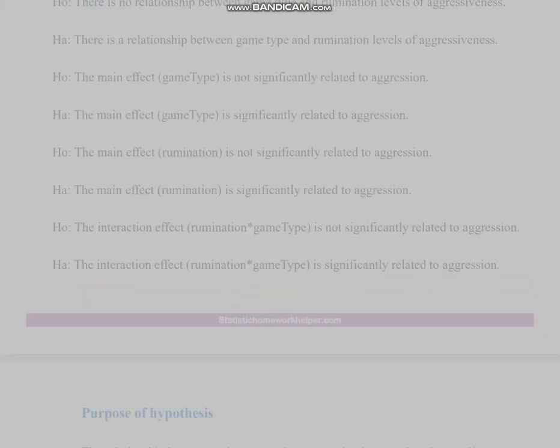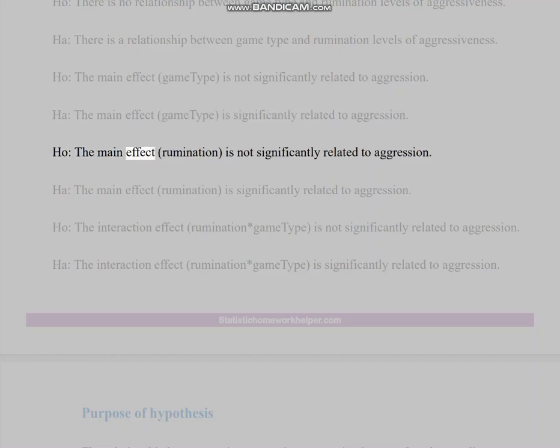Hypothesis. Ho: There is no relationship between game type and rumination levels of aggressiveness. Ha: There is a relationship between game type and rumination levels of aggressiveness. Ho: The main effect, game type, is not significantly related to aggression. Ha: The main effect, game type, is significantly related to aggression.